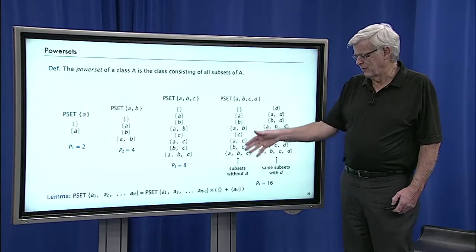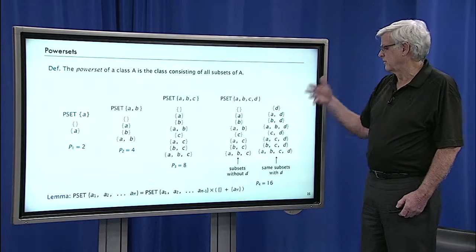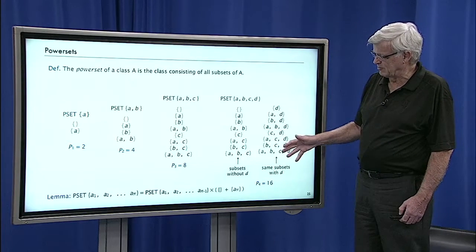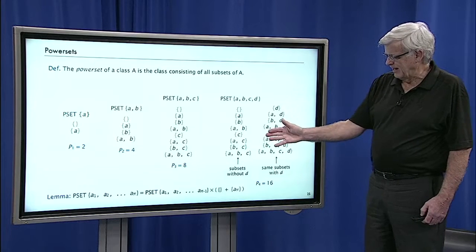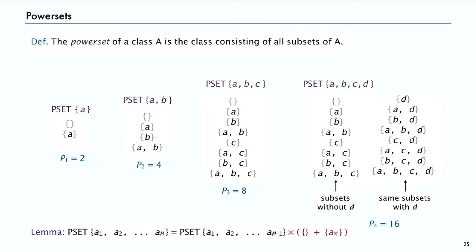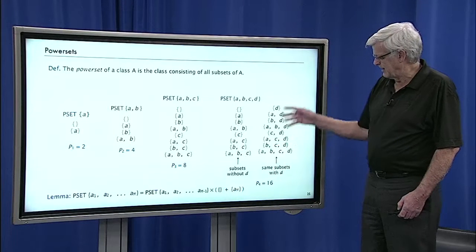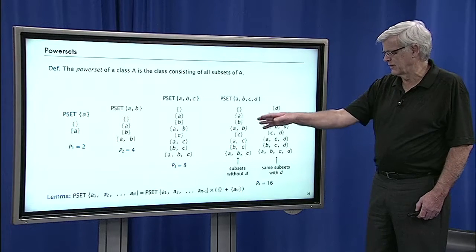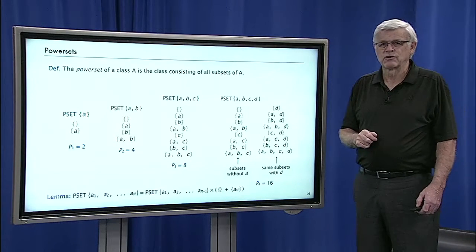Or just formally, something that we can use later on to prove things about the generating functions. If you want the power set of m items, you take the power set of m minus 1 items, and you take the Cartesian product of that with the empty set plus the mth item. That's what we're doing here. Take the empty set or add the mth item, and that's a lemma of how we construct power sets.